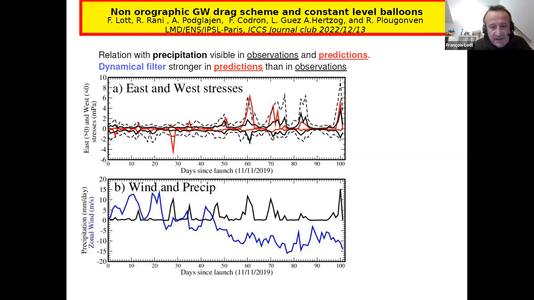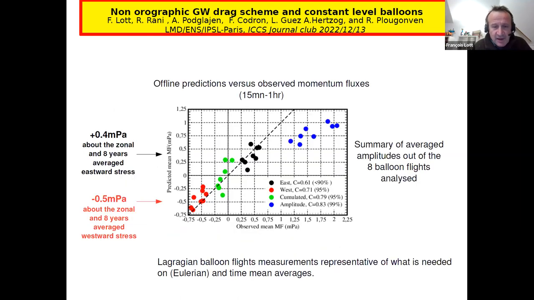So we have been analyzing systematically the summary of our whole flights about the amplitude of the stress, out of the 8 balloon flights we've analyzed here. You see for each balloon flight the east and west values. And you have a good correlation between the observed mean momentum flux and the predicted mean momentum flux over the balloon, with correlations which are quite significant.